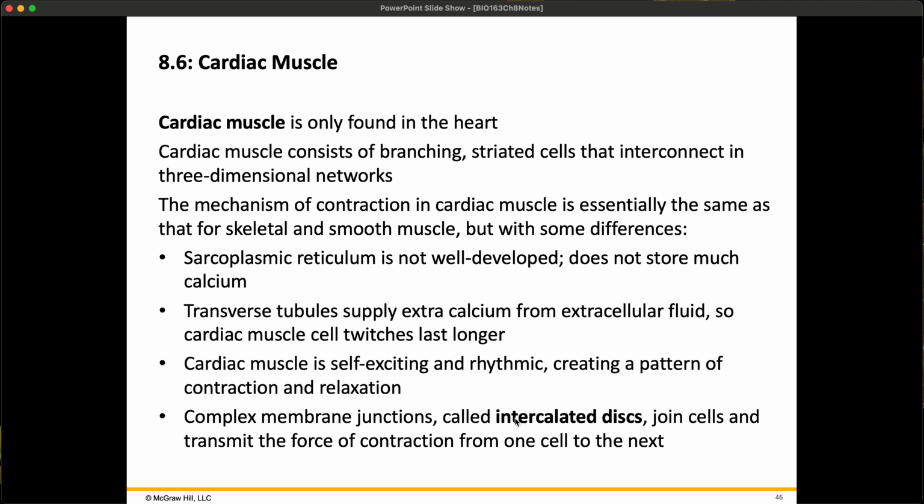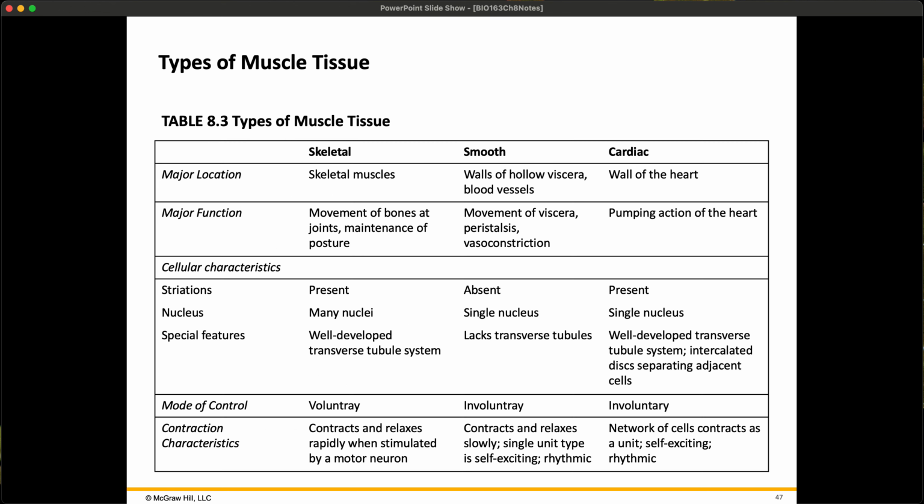And they also have these things called intercalated discs. Intercalated discs join cells together, so that they're contracting at the same time with the same force, and it actually increases the overall force of contraction between the cells. When we get into the cardiovascular chapter, we'll look a lot more at the heart, its muscles, and how it functions.